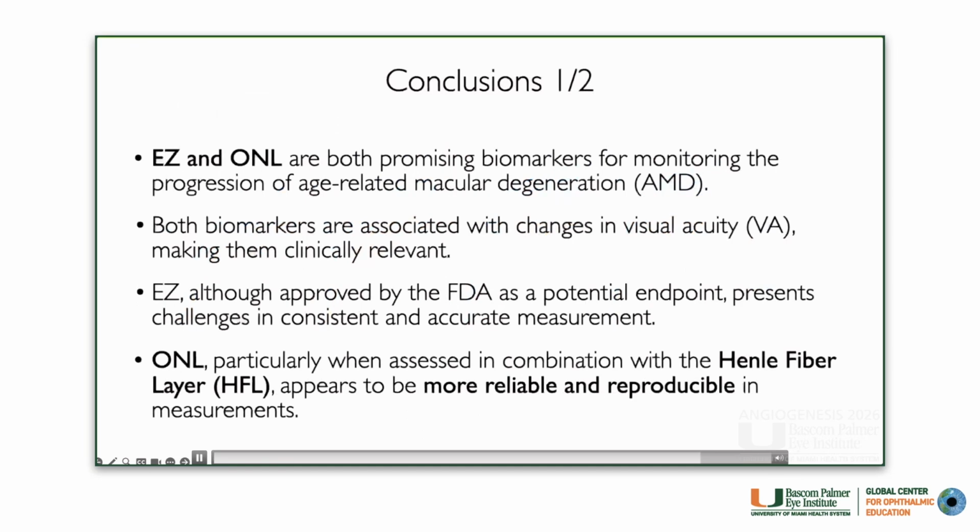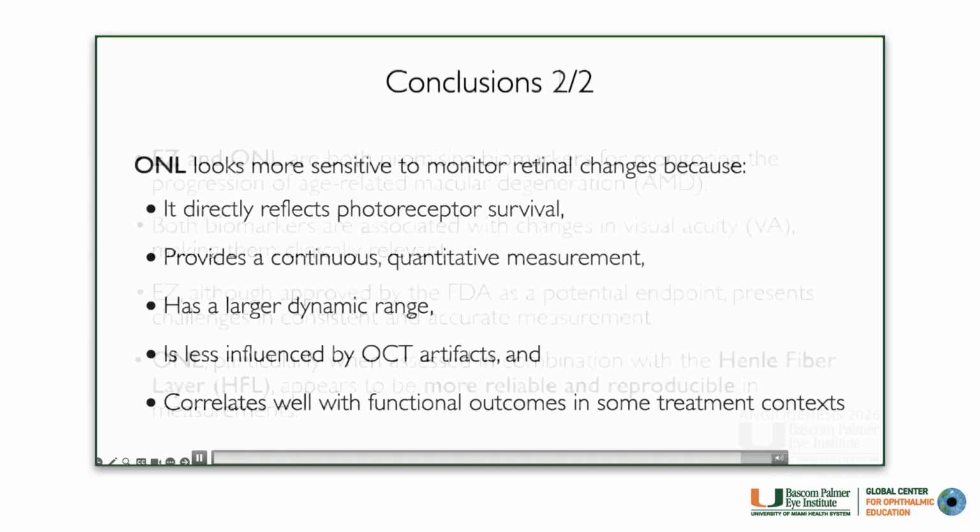So in conclusion, ellipsoid zone and outer nuclear layer are both promising biomarkers. Both are associated with visual acuity changes. Ellipsoid zone, although approved by the FDA as a potential endpoint, presents challenges in the accuracy of the measurement, not so much the outer nuclear layer. And even if it is associated with nerve fiber layer, it is more reliable and reproducible in measurement.